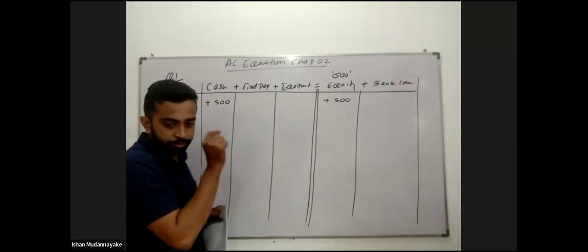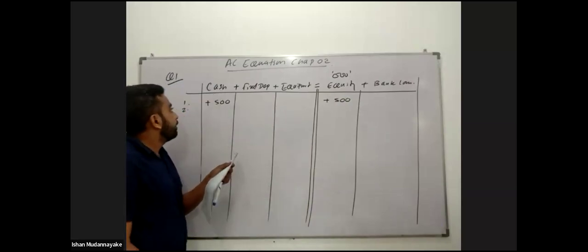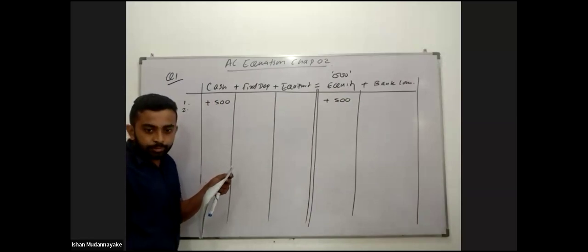Okay, please include the plus mark. Right. Then here, cash plus 500,000, equity plus 500,000.